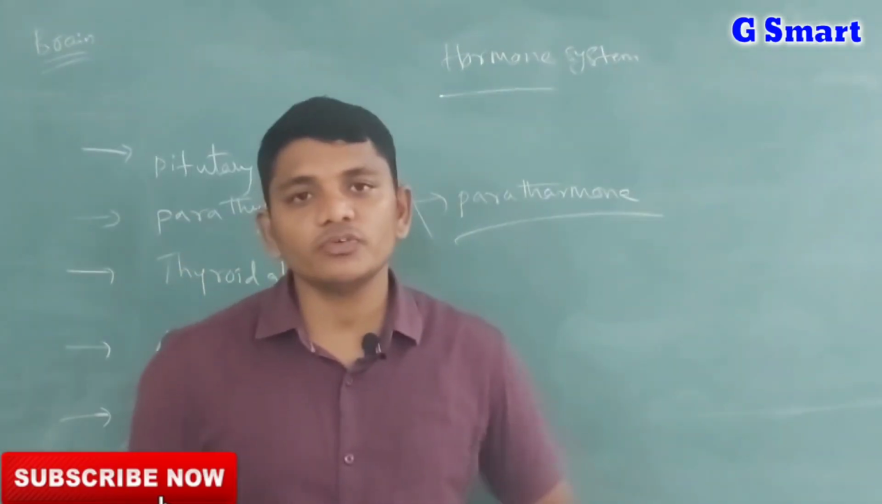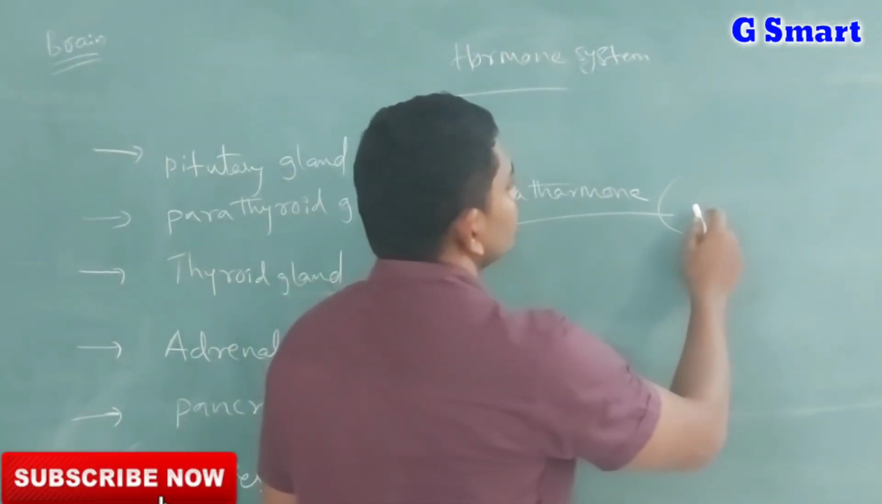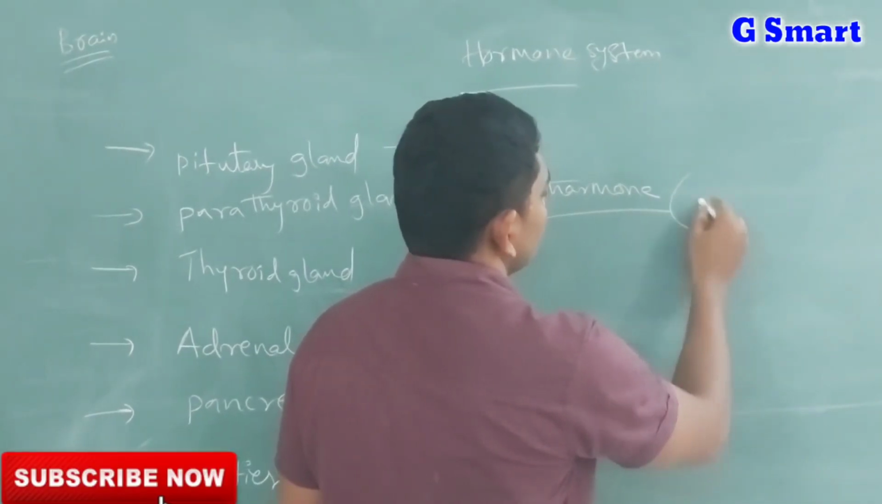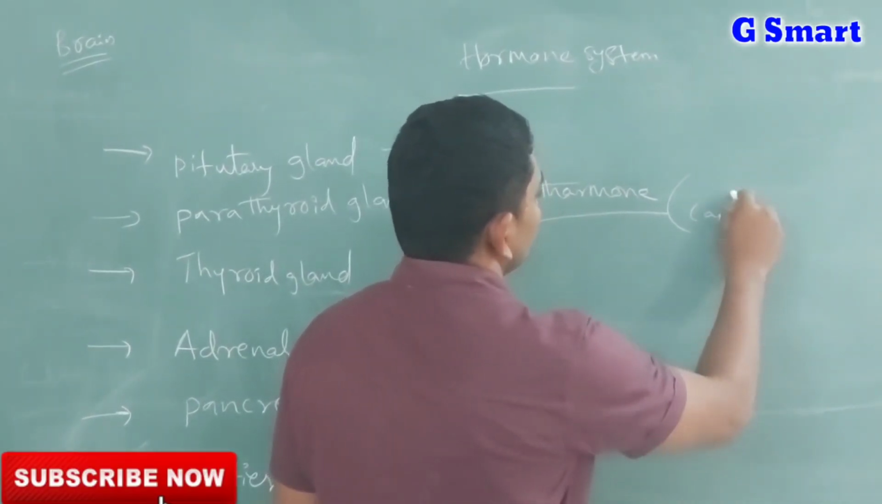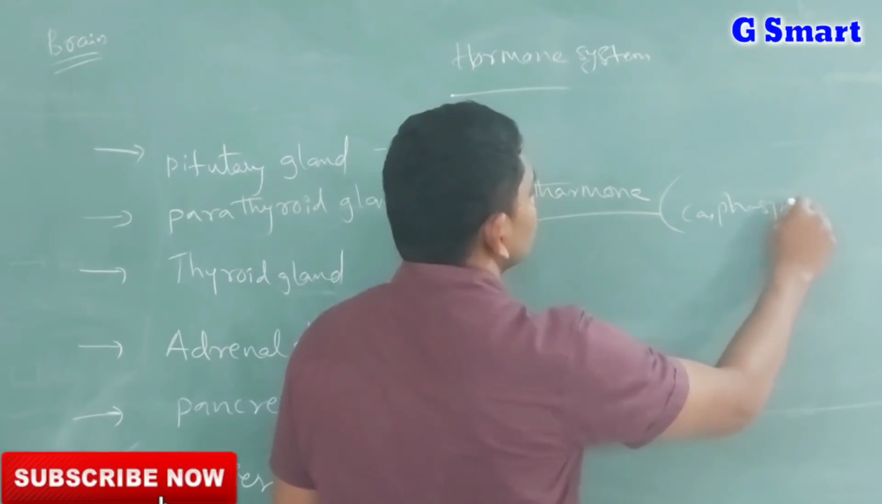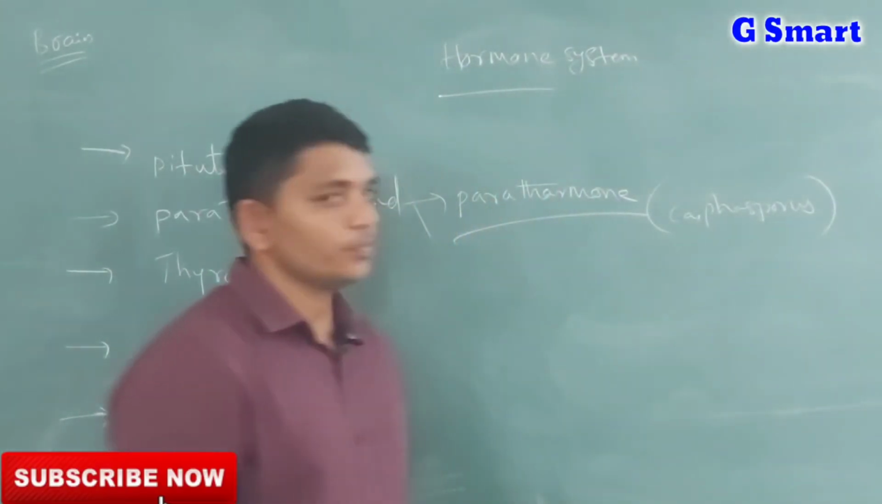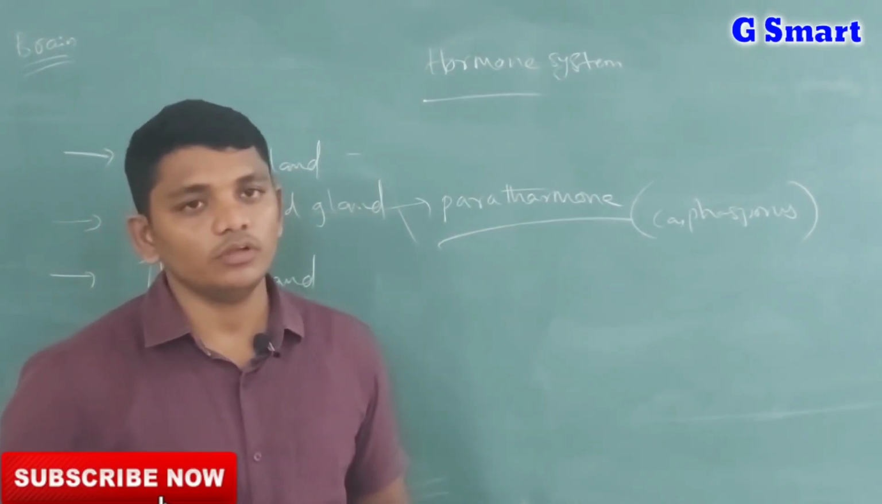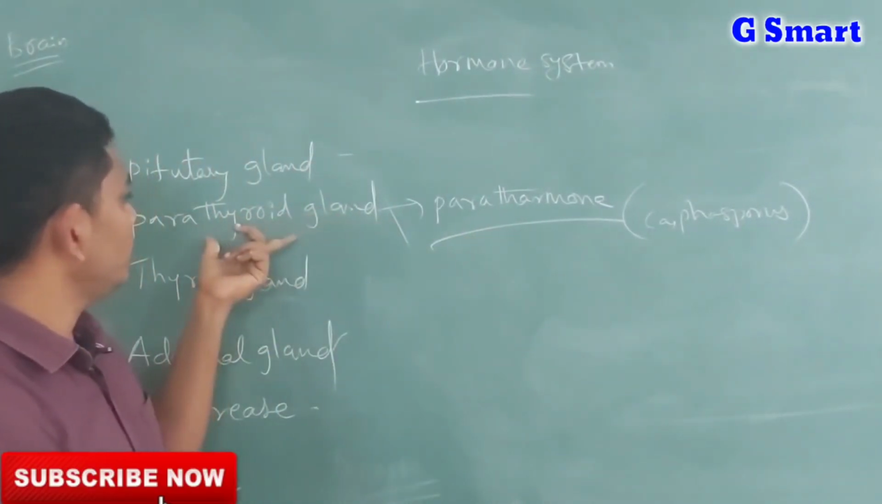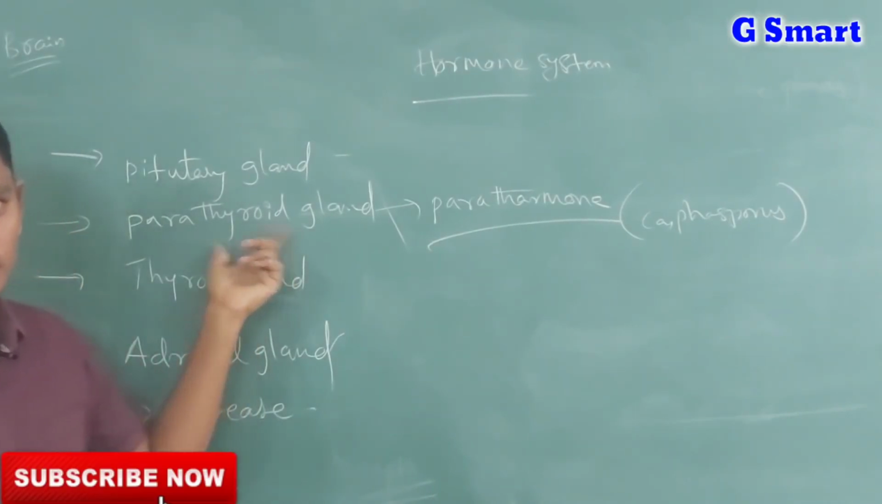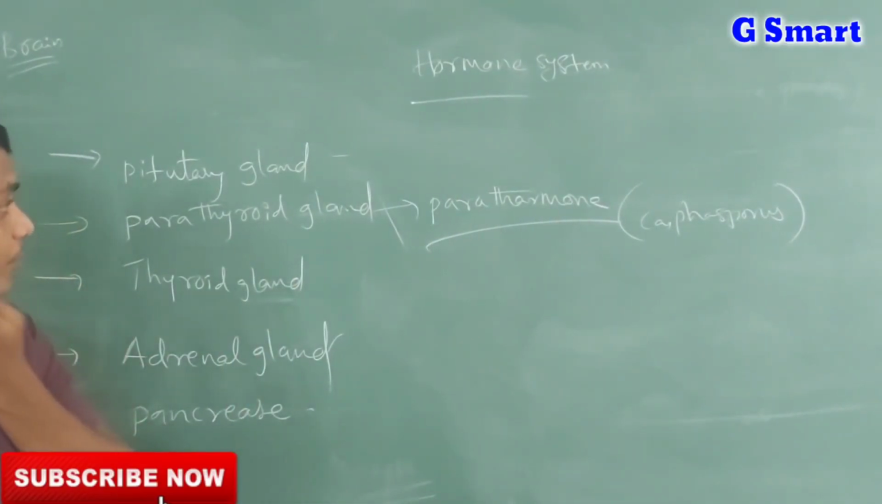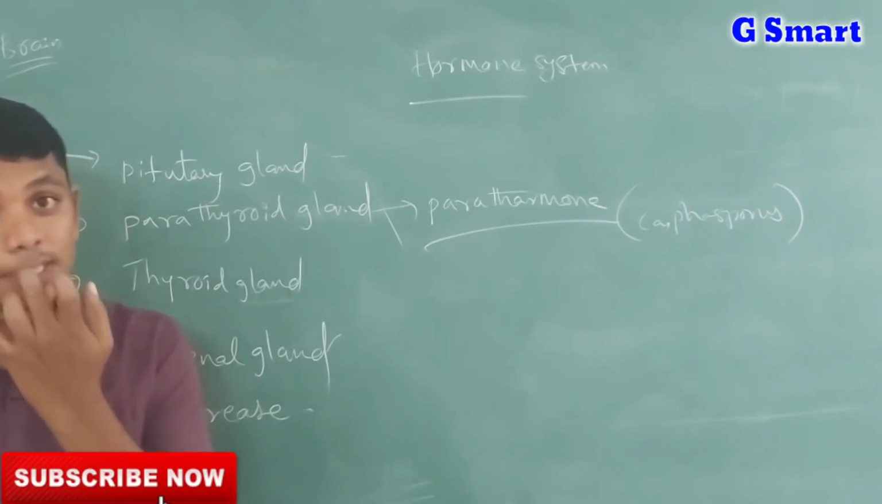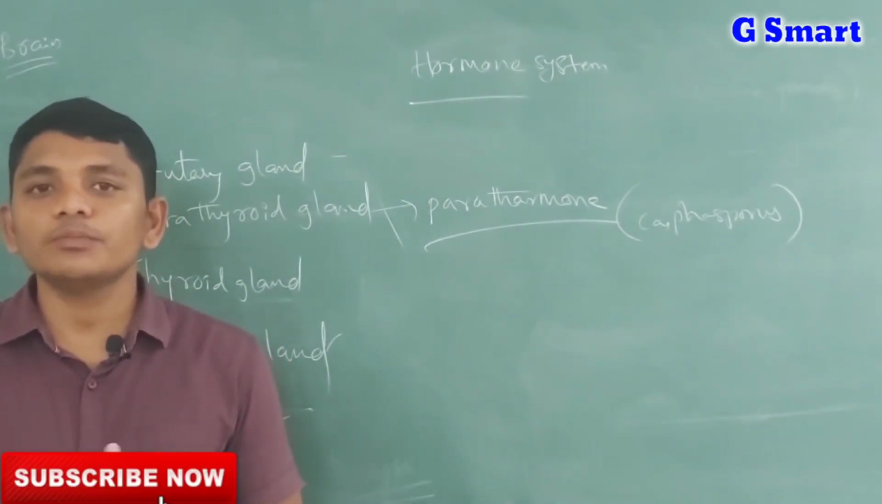It is responsible for the synthesis of calcium and phosphorus, which are usually synthesized with the help of parathormone. This is released by the parathyroid gland. If the parathormone hormone is high in the body, then some disease may occur.